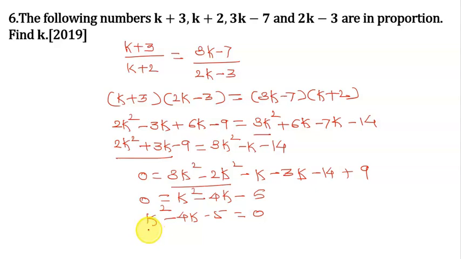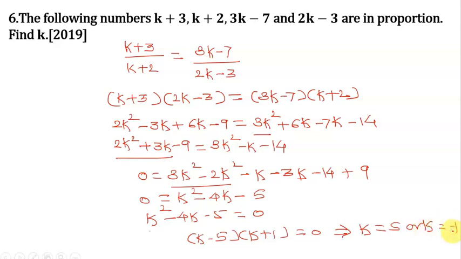Now the product of these two: the coefficient of k square is 1 and the constant is minus 5, so the product is minus 5. Then the factors of these are (k minus 5) in the first bracket, and the second bracket is (k plus 1). If we simplify, then you will get here k equals 5 or k equals minus 1, and this is the solution. Okay.